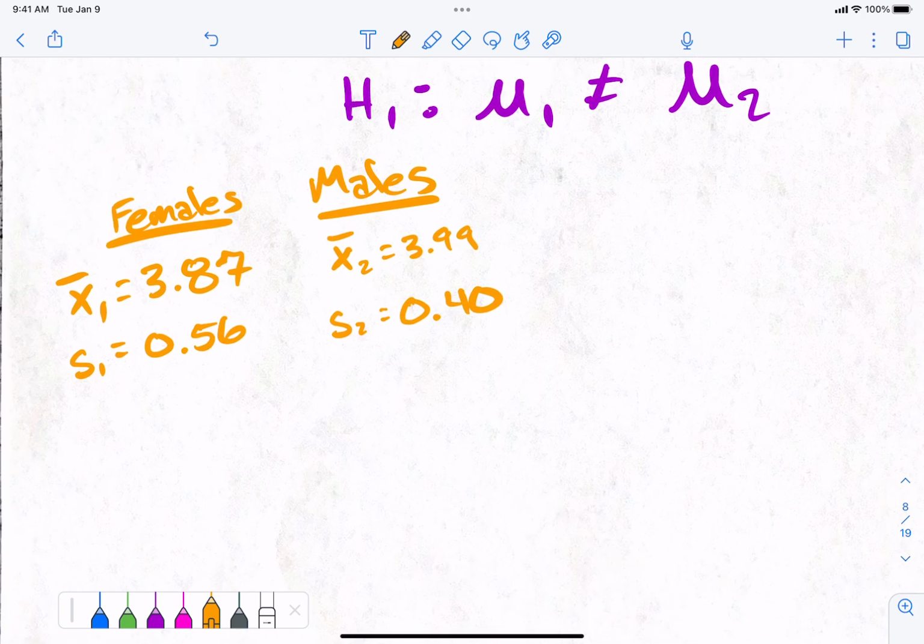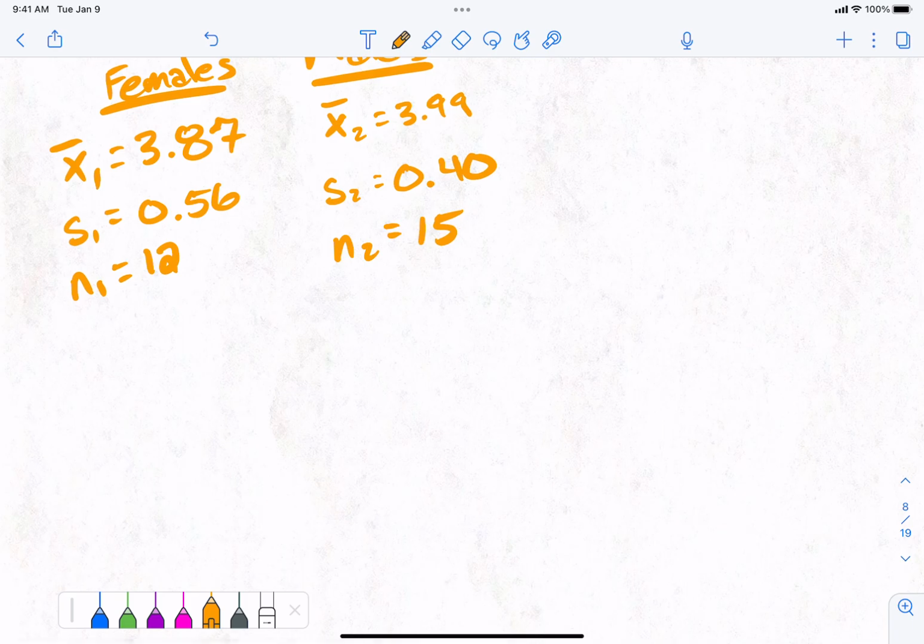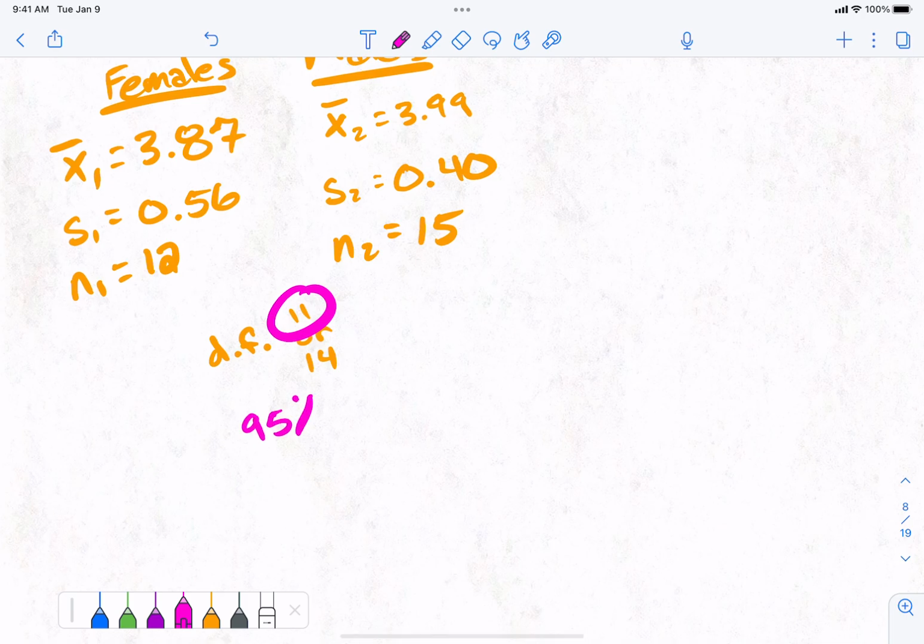0.40, perfect. Okay. And then let's talk about N1 and N2. How many females did we survey? And how many males did we survey? One of them was like 12 and one of them was like 15. 12 and 15, right? Okay, there we go, 12 and 15. Now we talked about degrees of freedom, and we will have to look up degrees of freedom in this case. Degrees of freedom normally would be either 11 or 14, because I subtract 1, right? Which one do you go with, though? You go with 11, because you always go with the smaller one, because you never want to assume more accuracy than what you have. So we're going with 11 degrees of freedom at 95%.